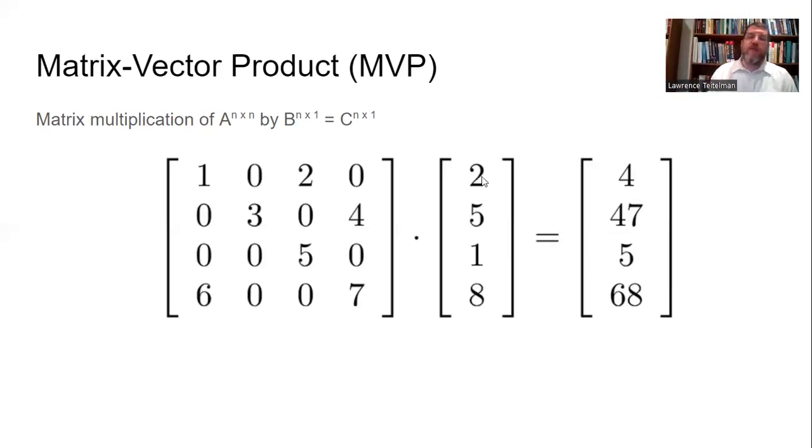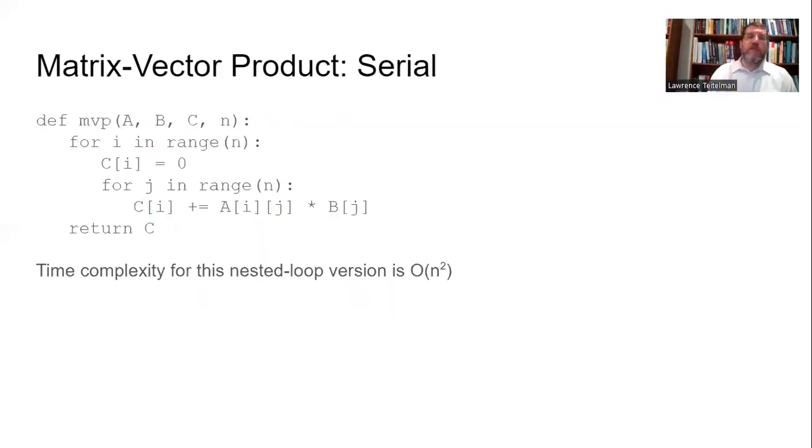Think about what we're doing here. We're multiplying this by this, the 5 by the 0, the 1 by the 2, and the 8 by the 0. That was n operations, right? Then we do the 2 by the 0, and the 5 by the 3, and the 1 by the 0, and the 8 by the 4. That would be n operations, right? So each row times the column would be n operations, and we have n rows, so that's n squared. So to do an n by n matrix by an n by n matrix is n cubed. To do an n by n matrix by an n by 1 matrix, or a single column, is n squared, all right?